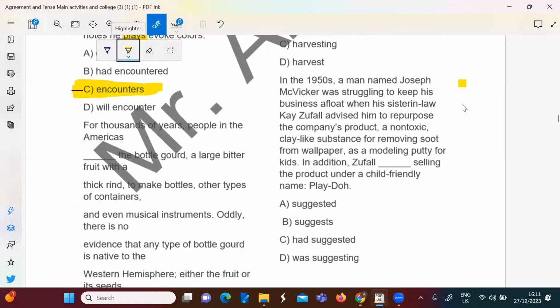Okay. For thousands of years, people in the Americas. What is this part, Ali? A phrase, I think. Introductory, yes. An introductory phrase, comma, and after that we should have a subject and a verb. Very good. And this verb should be what? Finite. Finite verb, normal verb.